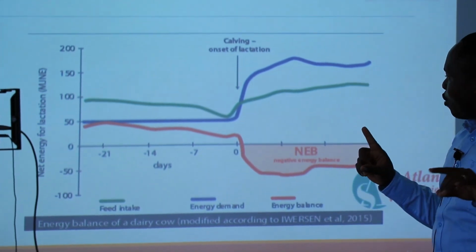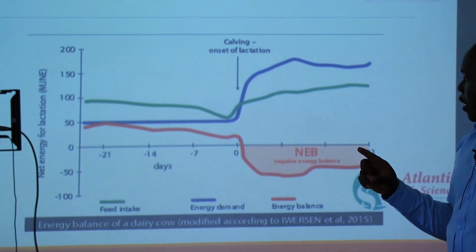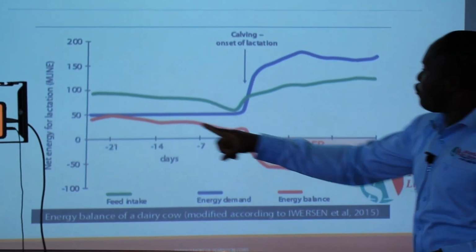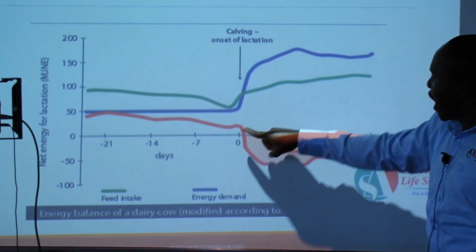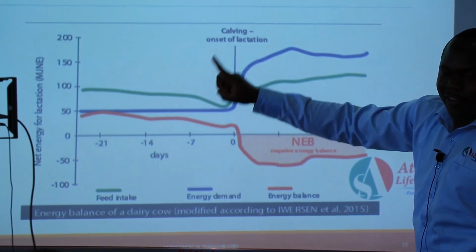But now, this is where now the irony is that as the feed intake is going down, look at the demand for energy. The demand for energy is doing what?